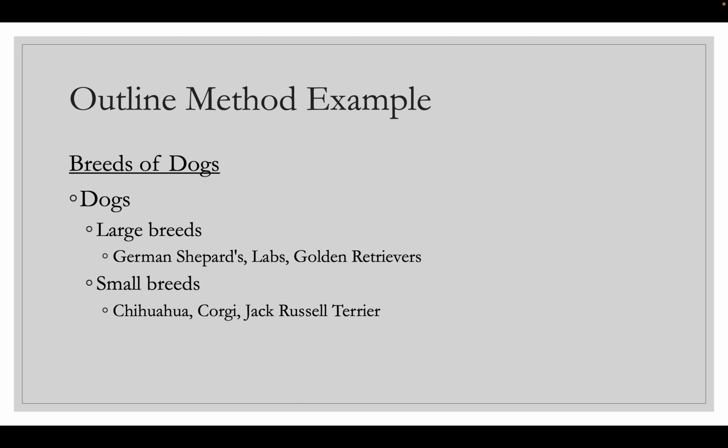But I also want to talk about small breeds. So I have indented and created another bullet point for different types of small breeds, such as Chihuahuas, Corgis, Jack Russell Terriers, and so on and so forth. So if this works for you personally, this is my favorite type of method, but it's the most popular one.